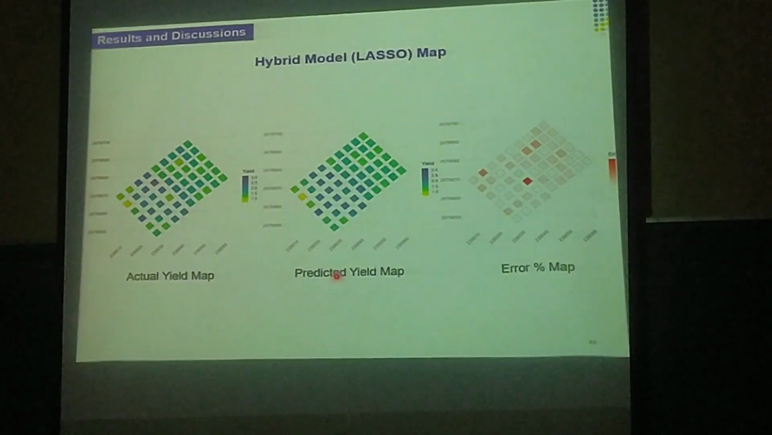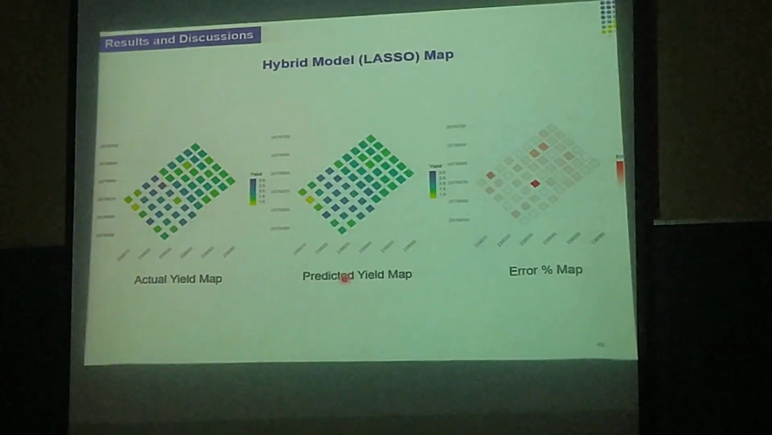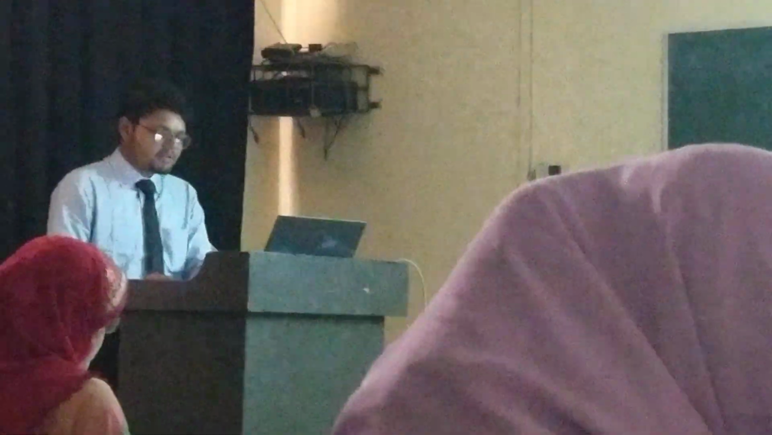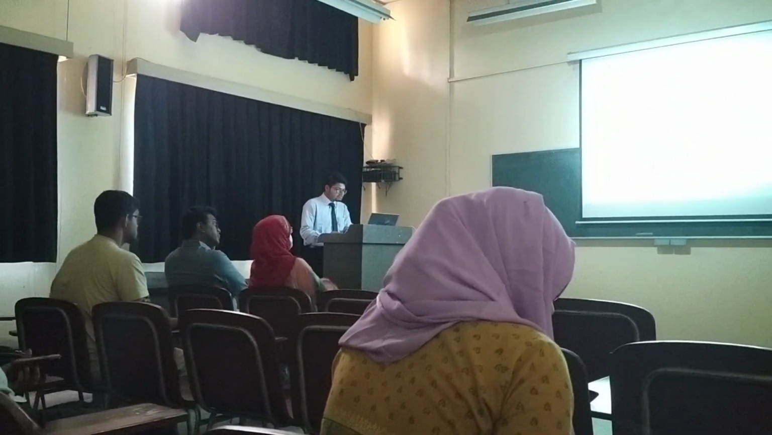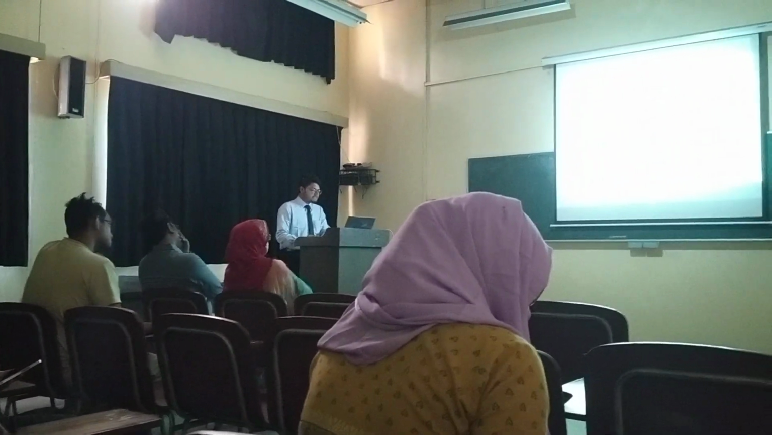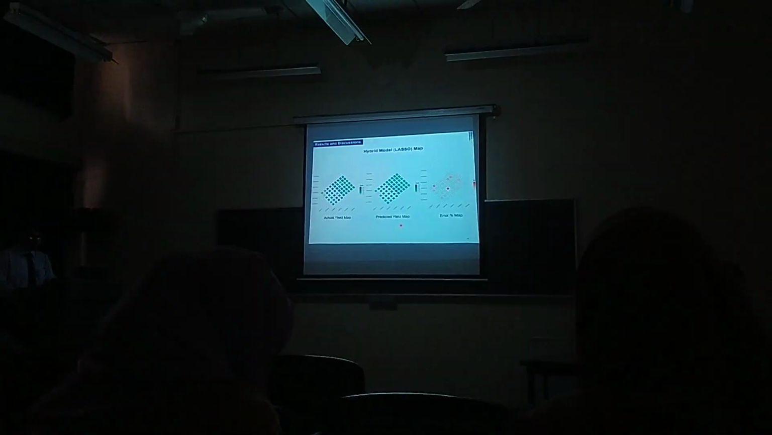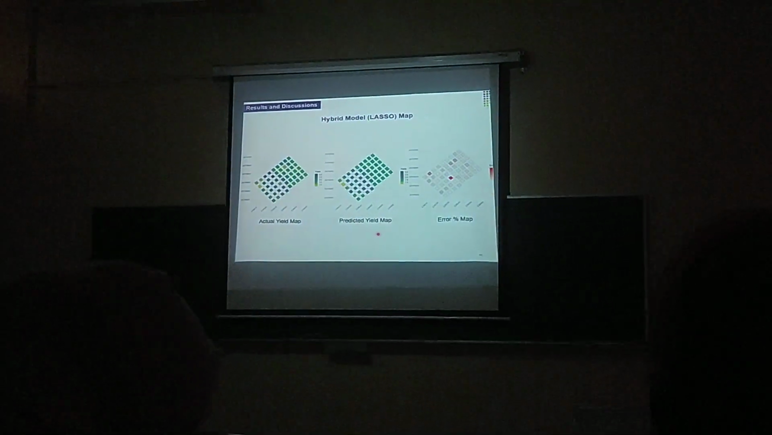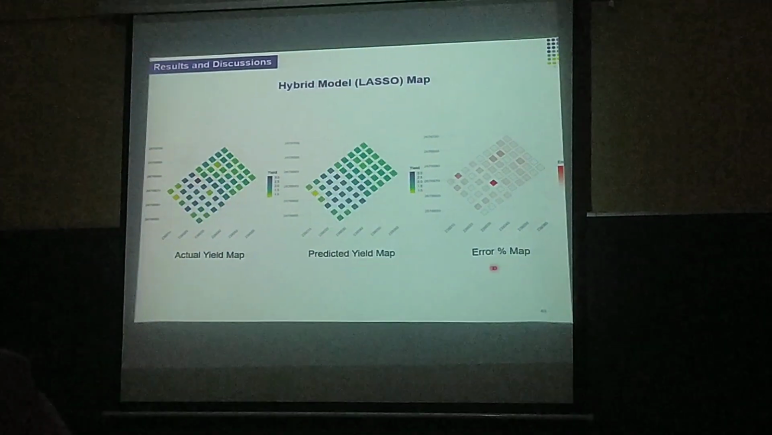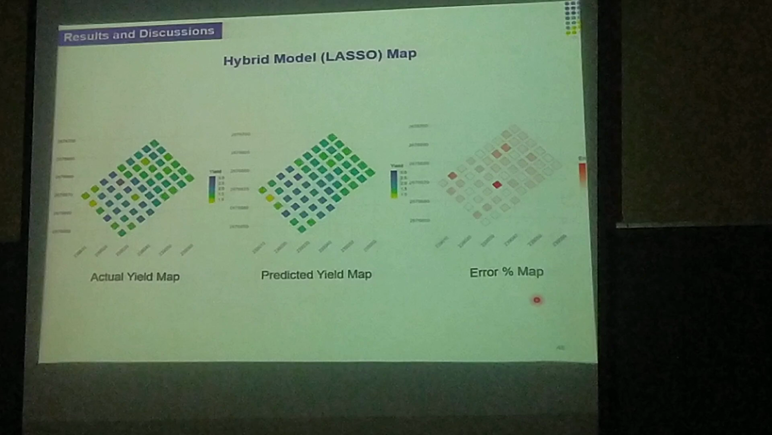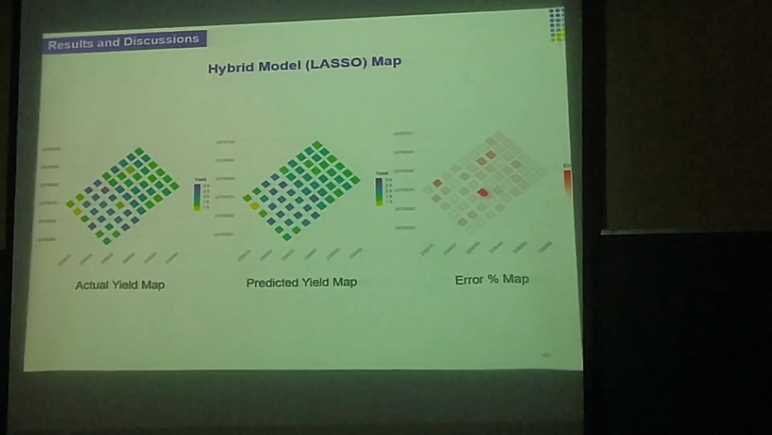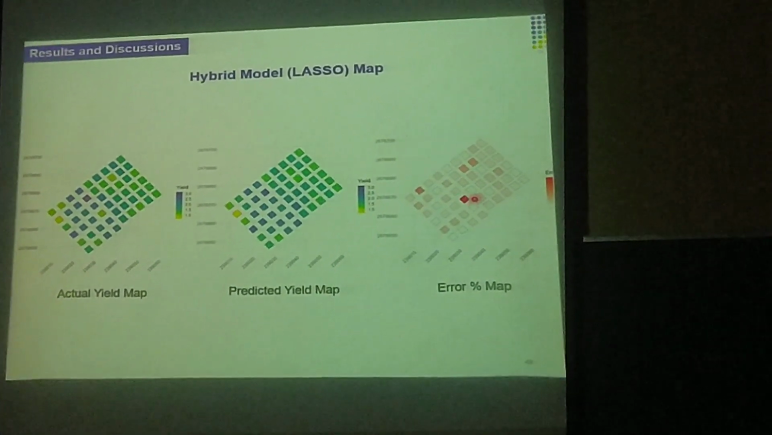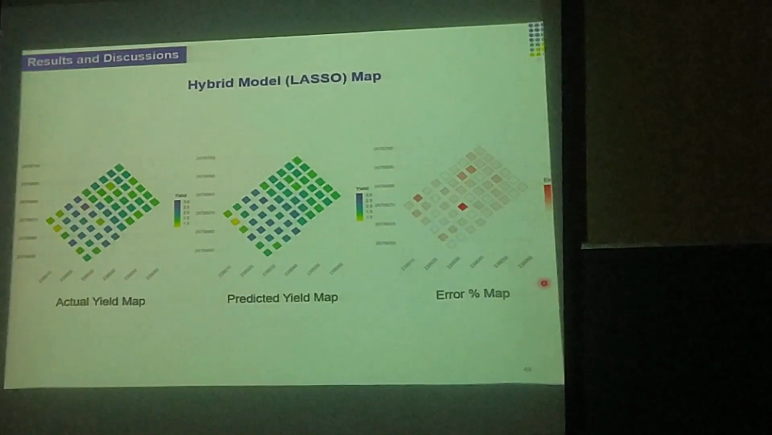As the Lasso model has proved the best among all the models in this study, the final yield map prediction has been formulated by the Lasso model. Here you can see the actual yield map, the predicted yield map prepared by the Lasso model, and the error map, where in most of the plots the error is very minimal, except one plot which has shown some error, and in a natural system it can happen.